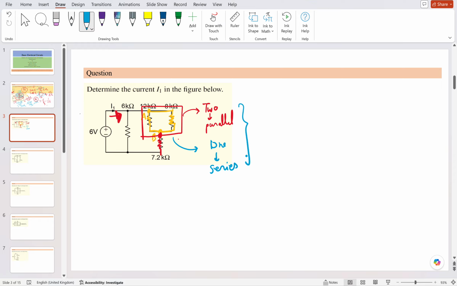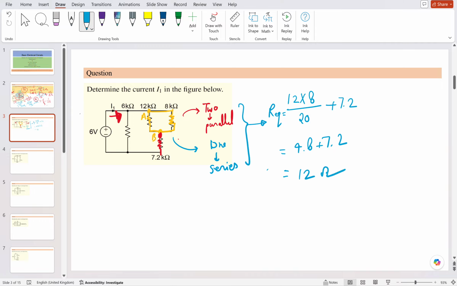Let's reduce that. Let me erase this. So this is the 12 ohm and this is the 8 ohm. What will be the R equivalent? R equivalent will be 12 multiplied by 8 divided by 12 plus 8, that is 20, plus 7.2. When you solve, 96 divided by 20 is basically 4.8, plus 7.2, that is 12. So the 12 ohm is what we have got as the equivalent.